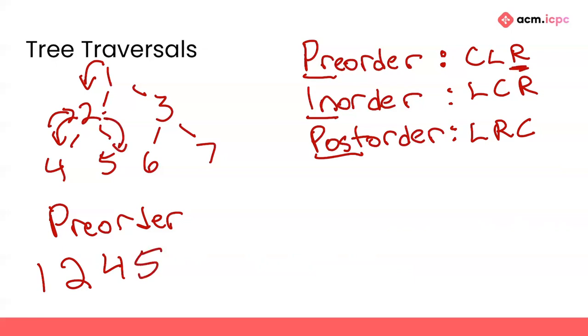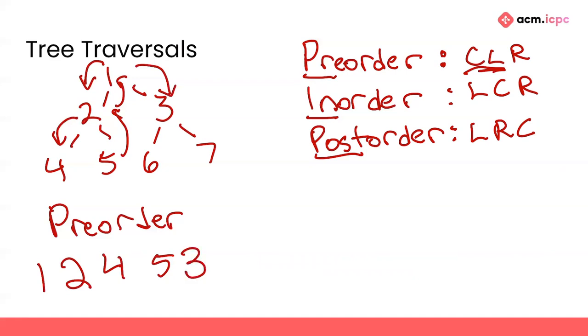I repeat this process over and over again. After 5, I come back up to 2, and back up to 1. Now that I've processed the current and the left, I go down to the right subtree. Then I print out 3, then I go to its left, and then I go to its right. So the resulting pre-order traversal will be 1, 2, 4, 5, 3, 6, 7.